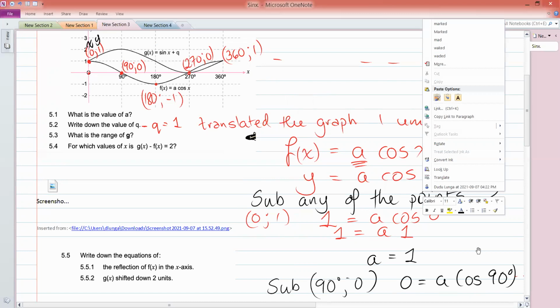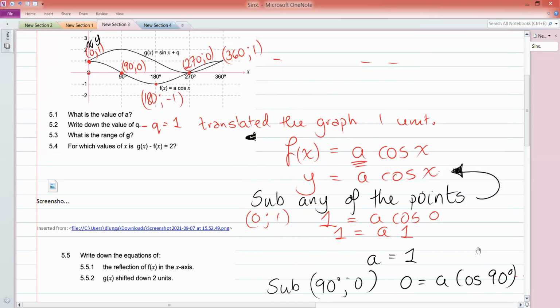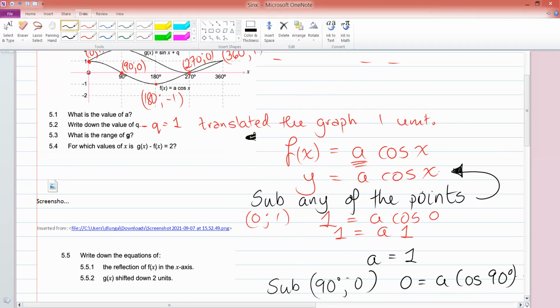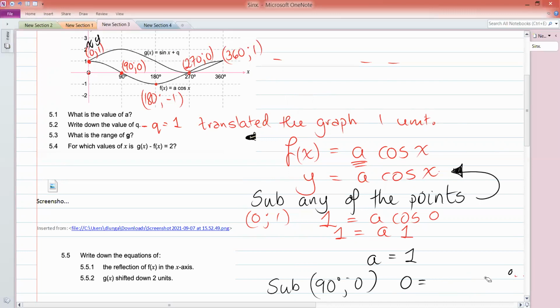Okay, so now this one's going to be a little bit different, right? So cos 90 gives us 0. Okay, so that one's not going to work. Let's try another one, 180 and negative 1.